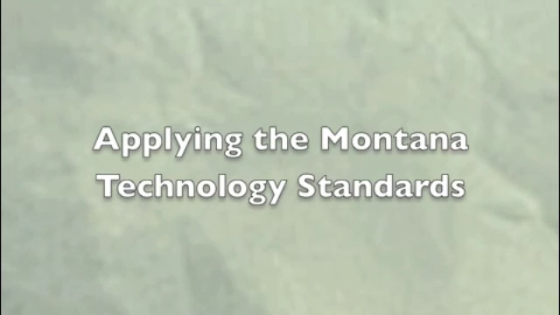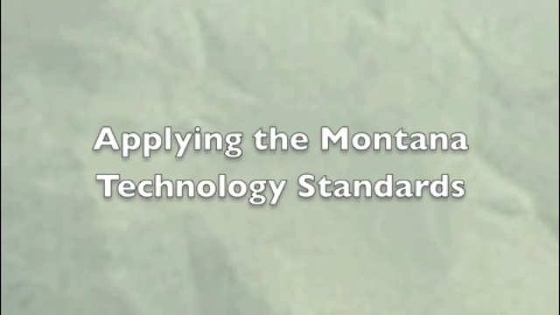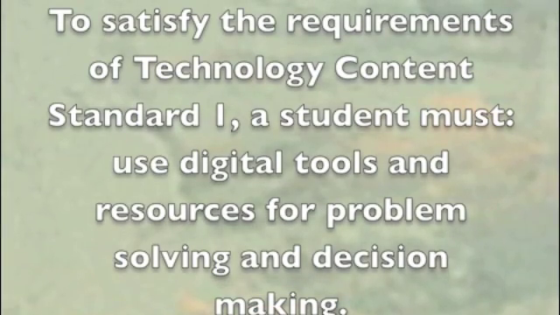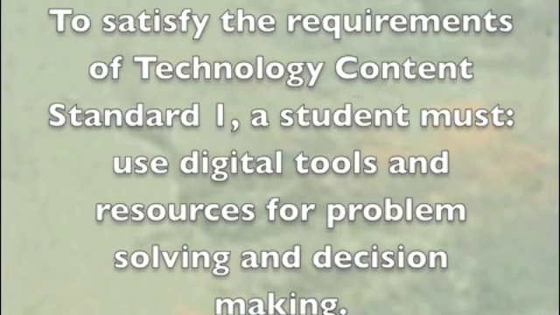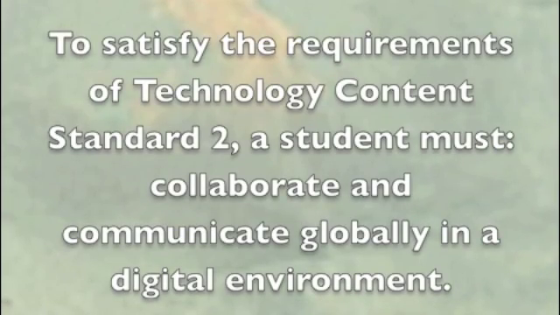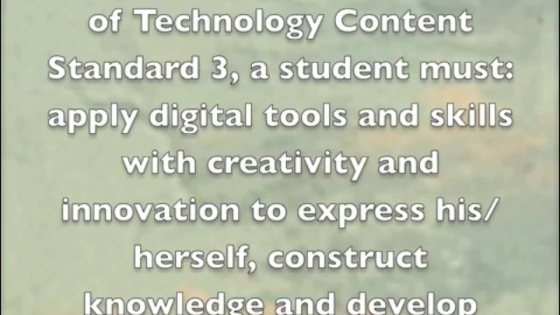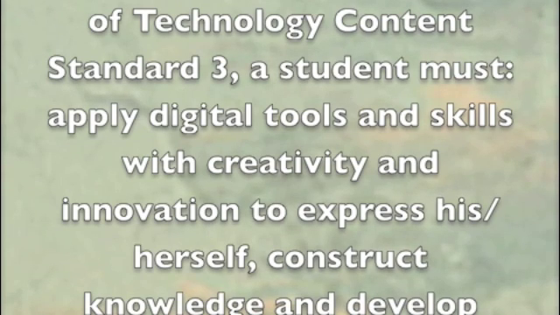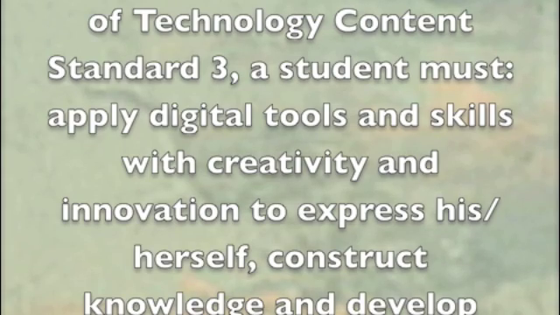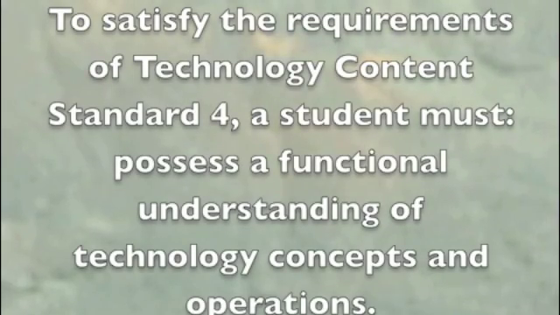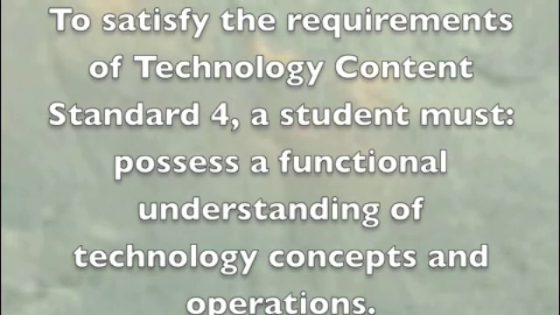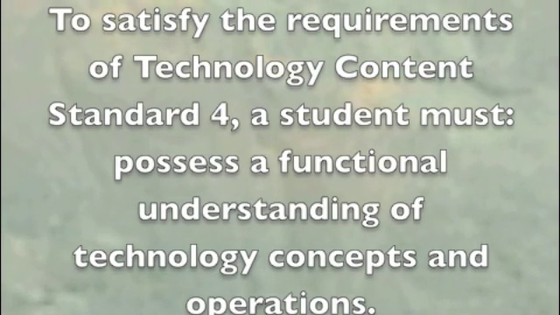The Montana Technology Standards addressed by this unit are Content Standard 1, which states a student must use digital tools and resources for problem solving and decision making. Content Standard 2, which states a student must collaborate and communicate globally in a digital environment. Content Standard 3, which states a student must apply digital tools and skills with creativity and innovation to express his or herself, construct knowledge, and develop products and processes. Content Standard 4, which states a student must possess a functional understanding of technology concepts and operations.